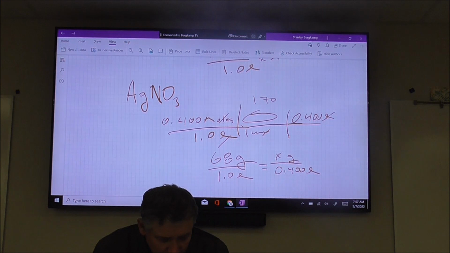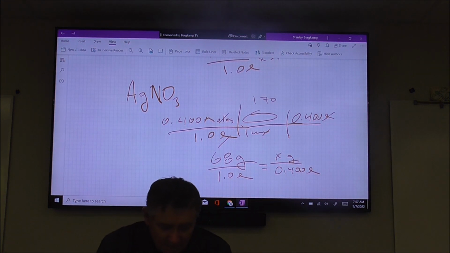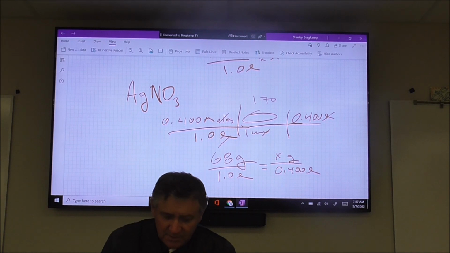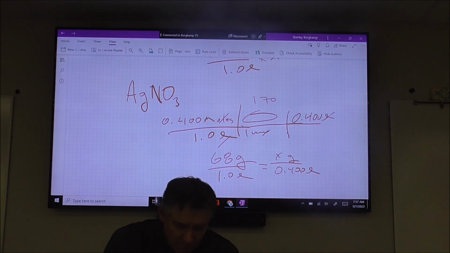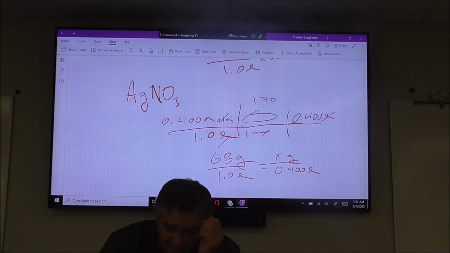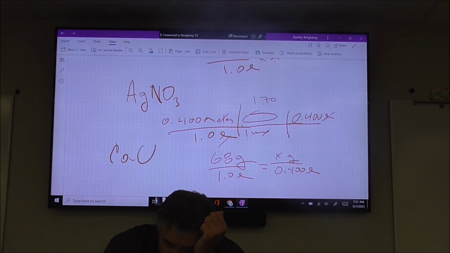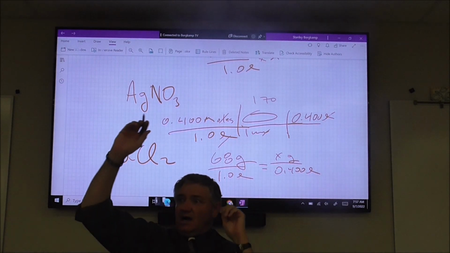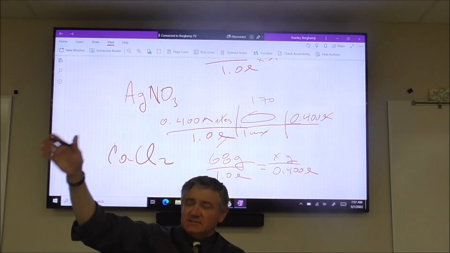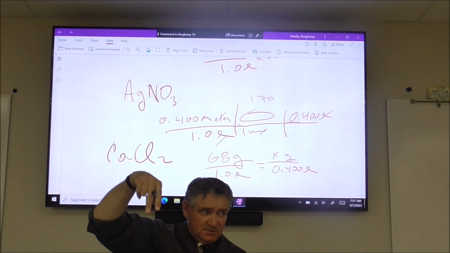And then on number 7, 7 is the most complicated one because you've got to convert milliliters into liters in the 0.1 molar solution. And by the way, that's calcium chloride. That's CaCl2. That is not carbon and iodine and 2 iodines. That's 2 chlorines. Okay?